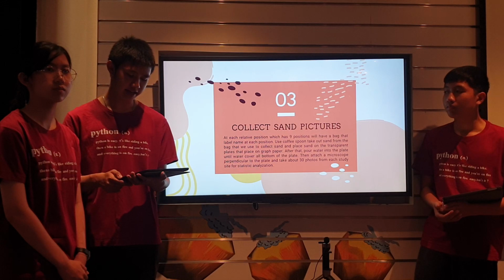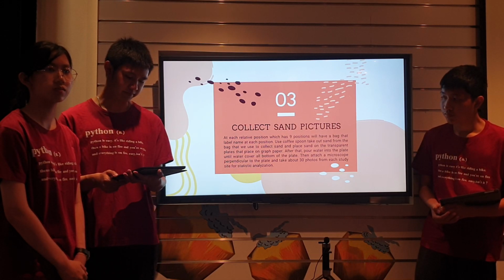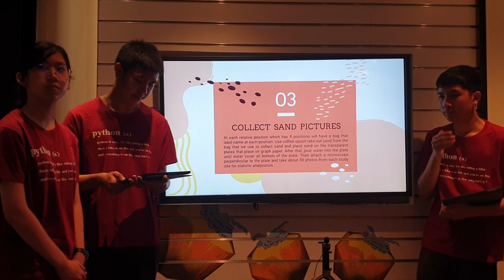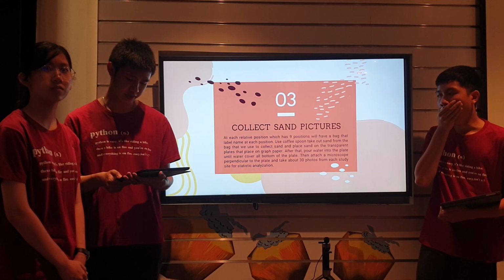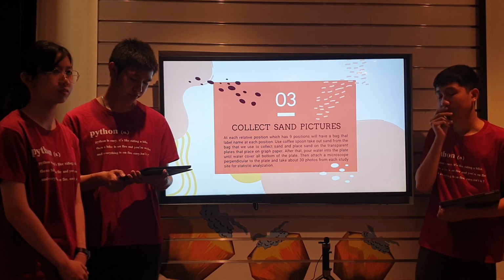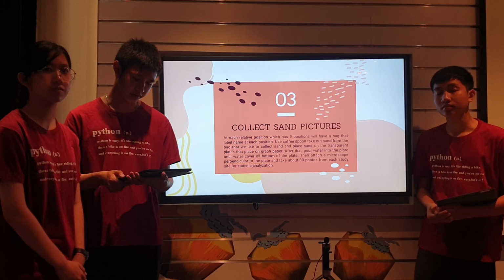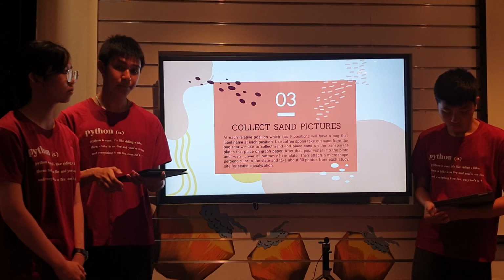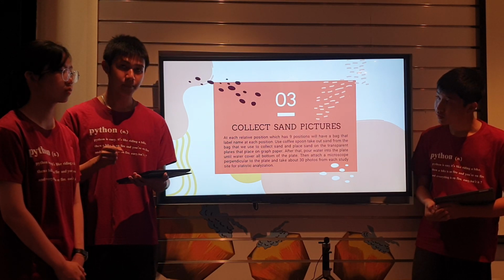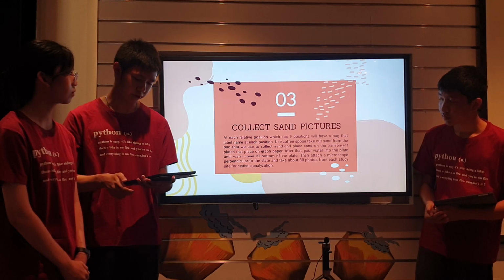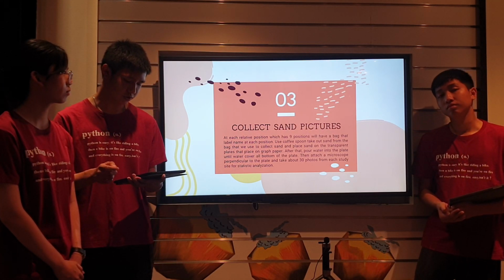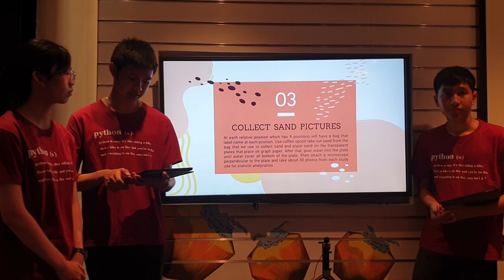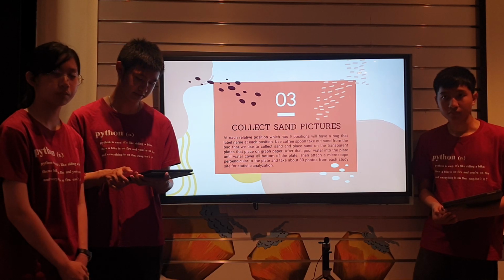Thirdly, collect sand pictures. At each relative position, of which there are 9, we have a bag labeled with the name of each position. Use the coffee spoon to take sand out of the bag and place it on the transparent plate that is placed on the graph paper. After that, pour water into the plate until it covers all the bottom part, attach the microscope perpendicular to the plate, and take about 30 photos from each study site for statistical analysis.